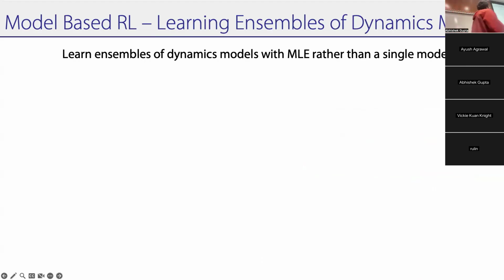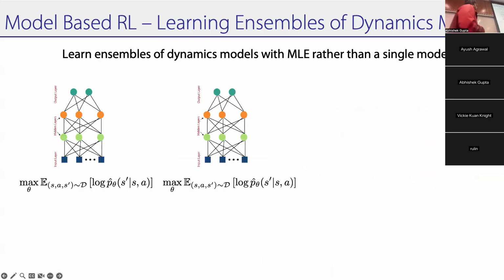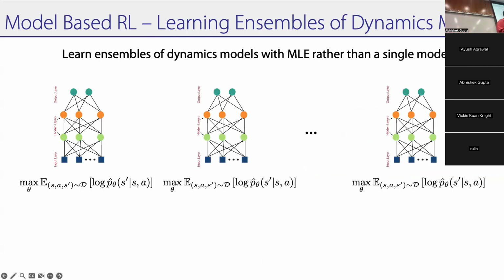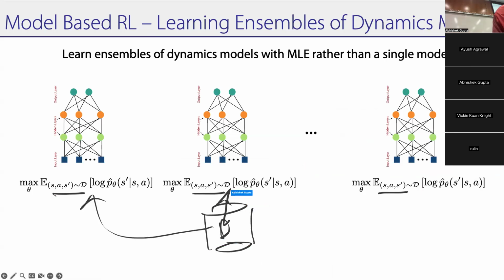So our thought was we now have an ensemble of dynamics models that capture some of our epistemic uncertainty. We're just going to try and learn them with maximum likelihood. There are different ways of doing this. One way is you can sample the data IID from the same pool. So you have your replay buffer, and you don't need to send each of them the same data. You just have different IID samples from the data.